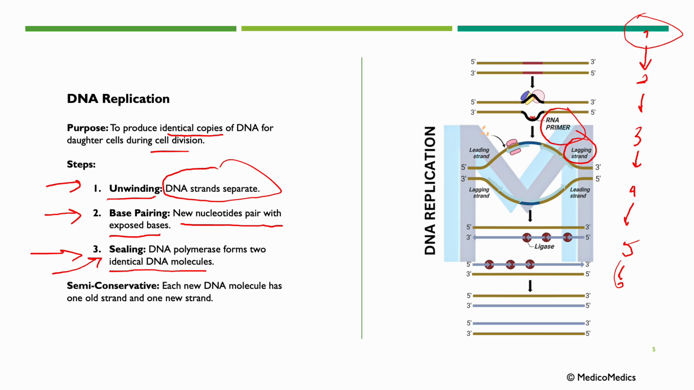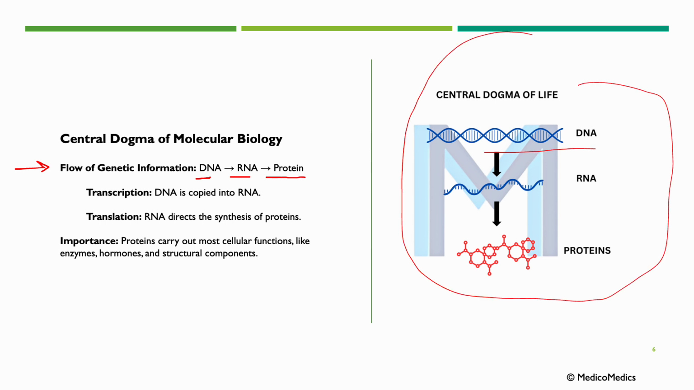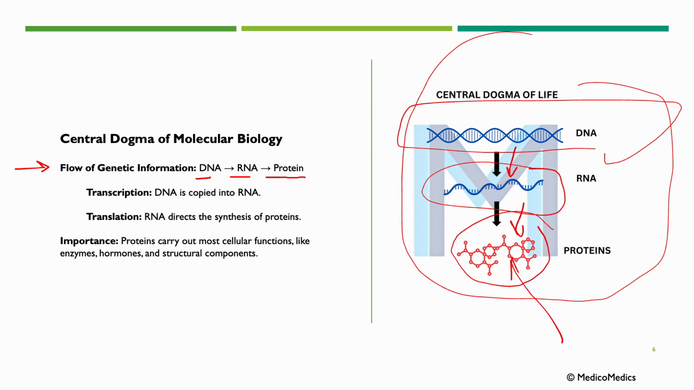Now, DNA is not the final product. Let's see how cells use DNA to make proteins. Now, here is something we call the central dogma of molecular biology. So the flow of genetic information is DNA to RNA to proteins. Also illustrated here, we have the DNA here, we arrive at RNA and then to proteins. And this is the end result, the thing we want.